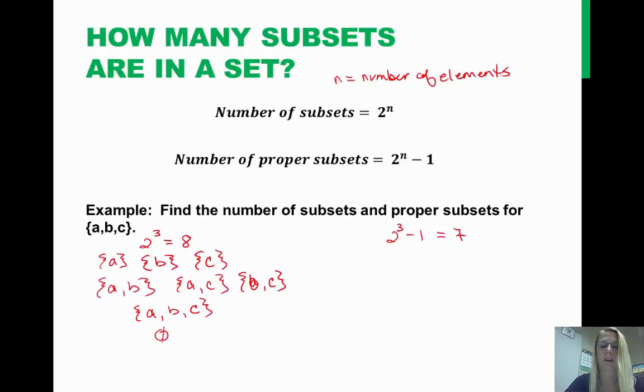We have 8. Now, for proper subsets, it has all the same subsets as a regular subset, except for the set itself. So in this case, we'd have A, B, C, AB, AC, and BC, as well as the empty set. That's 7 subsets.